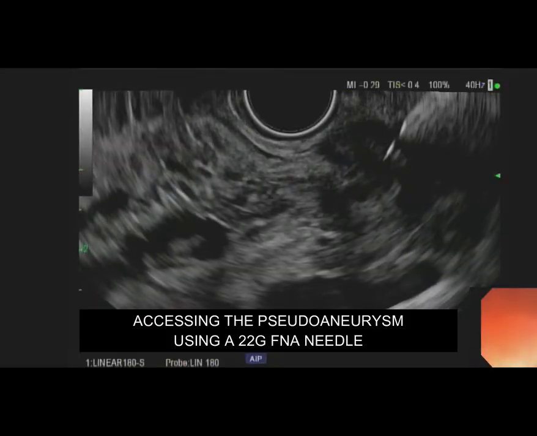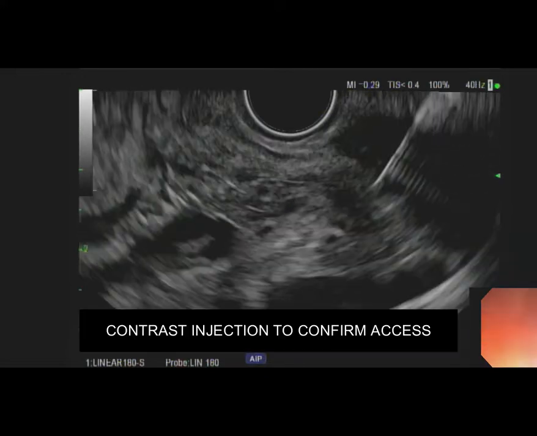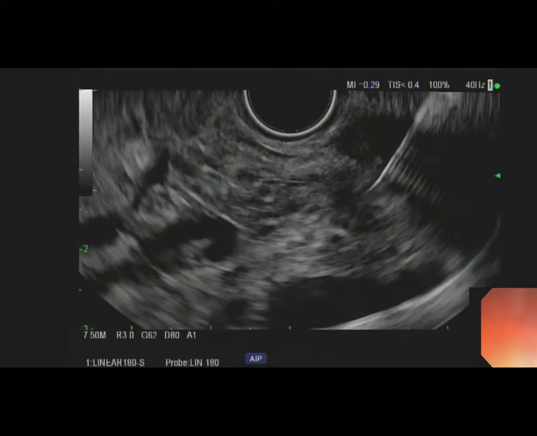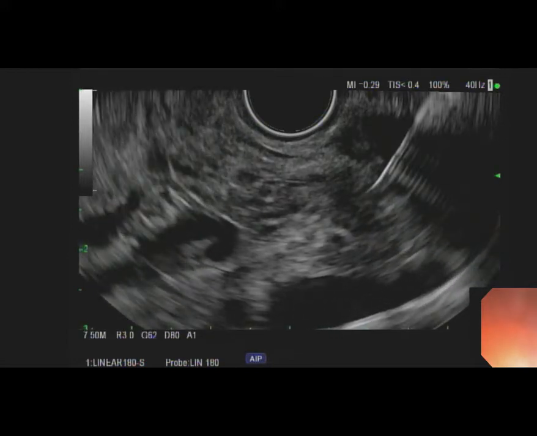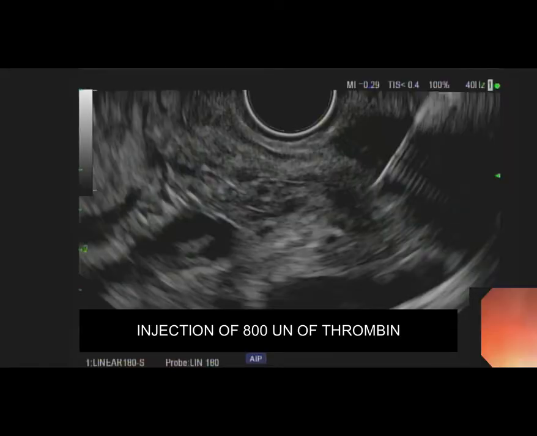Once identified, a 22-gauge FNA needle was advanced into the pseudoaneurysm. Contrast was then injected to confirm fluoroscopically the location of the aspiration needle within the pseudoaneurysm. 800 units of thrombin were then injected into the pseudoaneurysm.